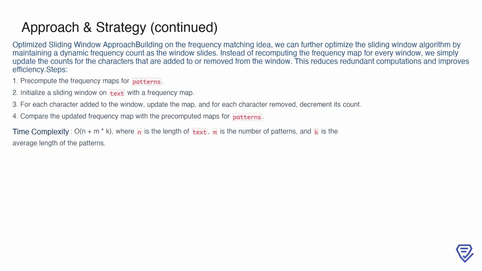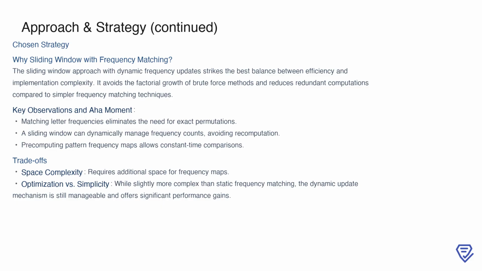This optimization improves the time complexity to O(n + m * k), where n is the length of text, m is the number of patterns, and k is the average length of the patterns. The sliding window approach with dynamic frequency updates stands out as the most effective strategy for solving this problem. It provides a great balance between efficiency and implementation complexity.